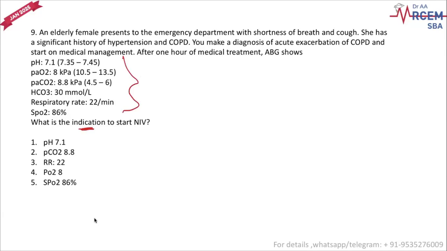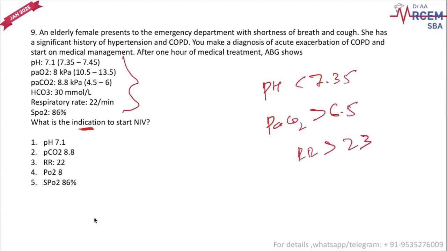What is the indication to start NIV? Indication to start NIV, we are already aware, is pH being less than 7.35. Then we have PaCO2 values being more than 6.5 and respiratory rate being more than 23. There are two indications here. One is pH being less than 7.15. Another one is PaCO2 being 8.8. Which one to choose? Remember that pH less than 7.15 is a relative contraindication. So do not choose this one. That's why you are choosing a PaCO2 value of 8.8.